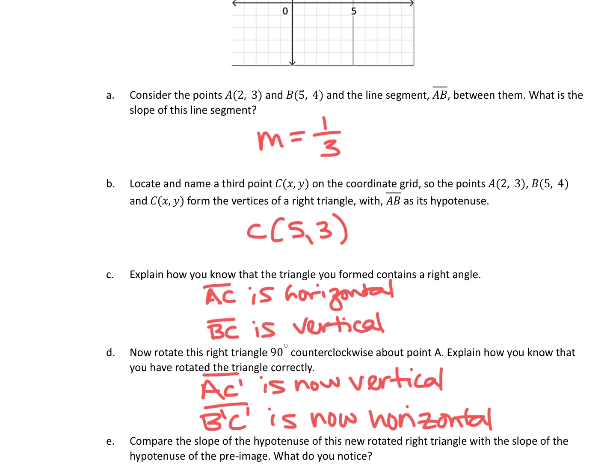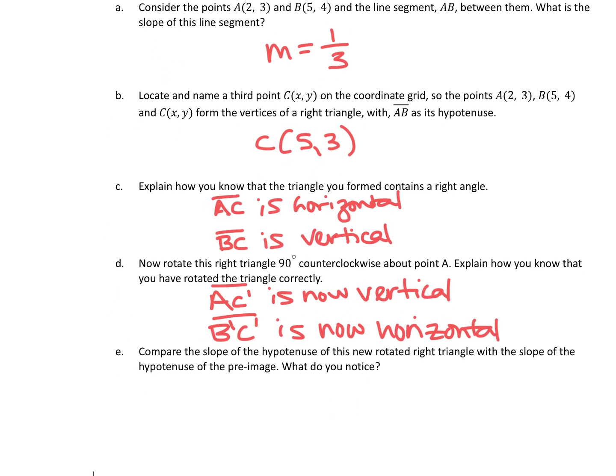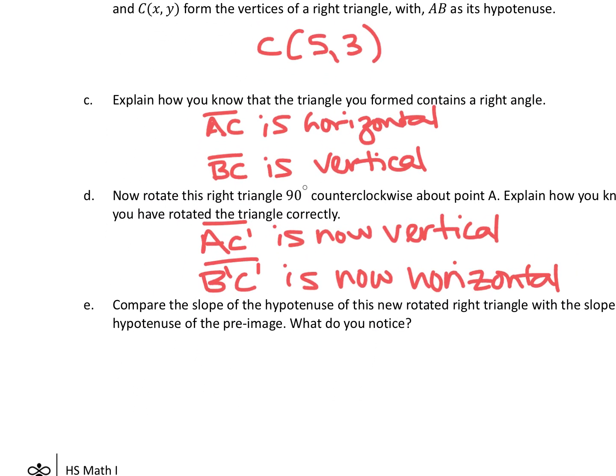Now our last job is to compare the slopes. And this is what we're trying to get to. We're trying to get to a result that keeps on repeating, keeps on getting the same result, so we can prove our observations about the slopes of perpendicular lines. So our initial slope for AB was 1/3. Okay, so I'm going to say AB slope was 1/3, and then AB prime slope.